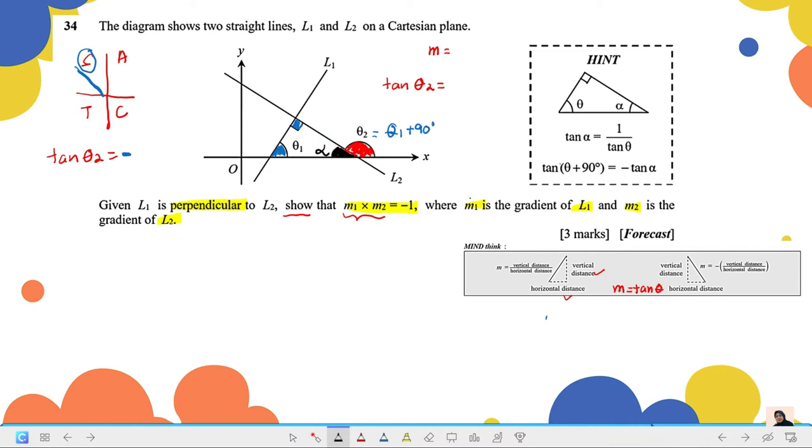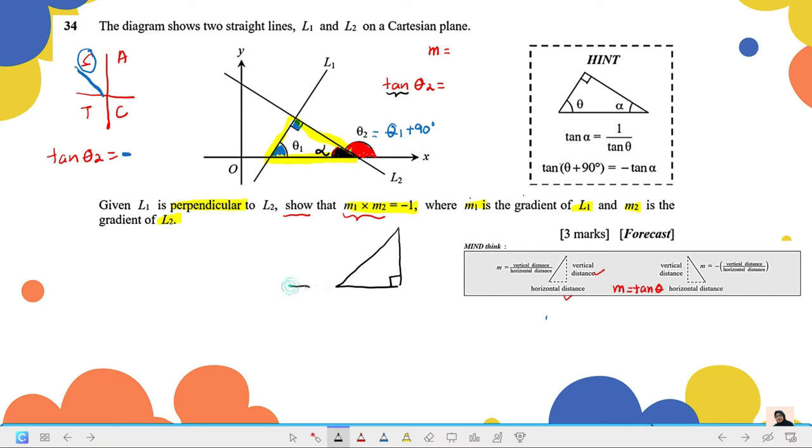Because if you want to find tangent, you need a right angle triangle. But here you can see for theta 2, we cannot form a right angle triangle. There is no right angle triangle shape. So to find tangent theta 2, you must use alpha. So you need to find the tangent of alpha. How to find the tangent of alpha? You can use this right angle triangle. So we have a right angle triangle there.